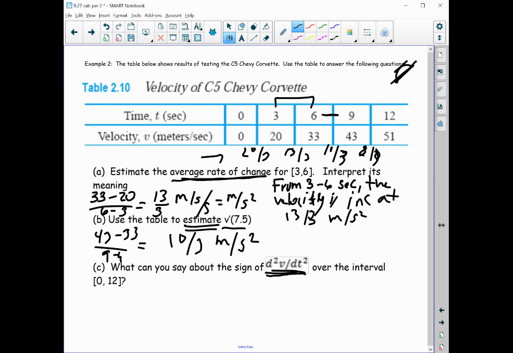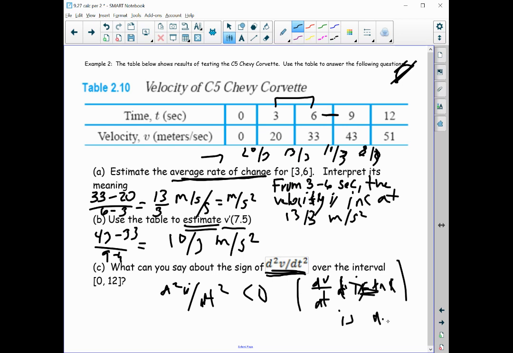My slopes are decreasing. Therefore, I can say that d squared v over dt squared is negative, because the slopes, which would be dv/dt, are decreasing. So dv/dt is decreasing. Since the slopes are decreasing, the second derivative is negative. Wow, that doesn't even look like language. Okay, last example.